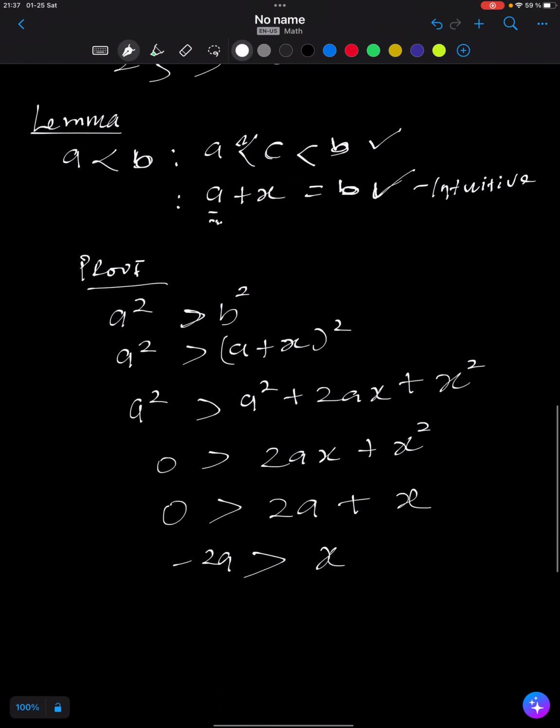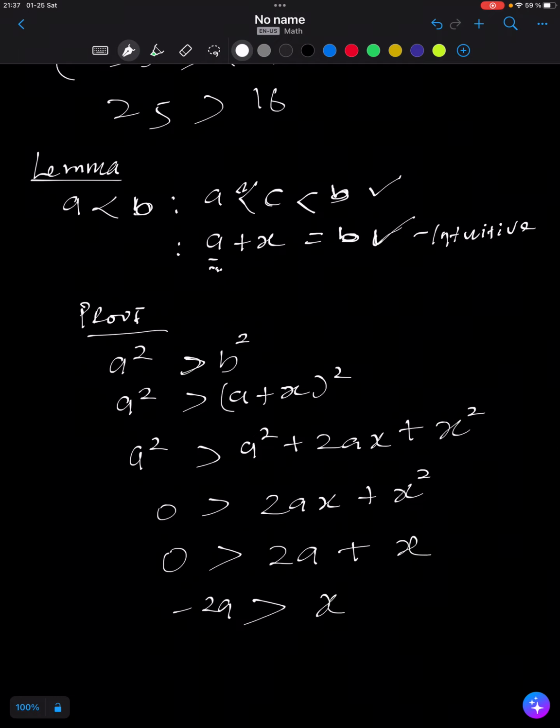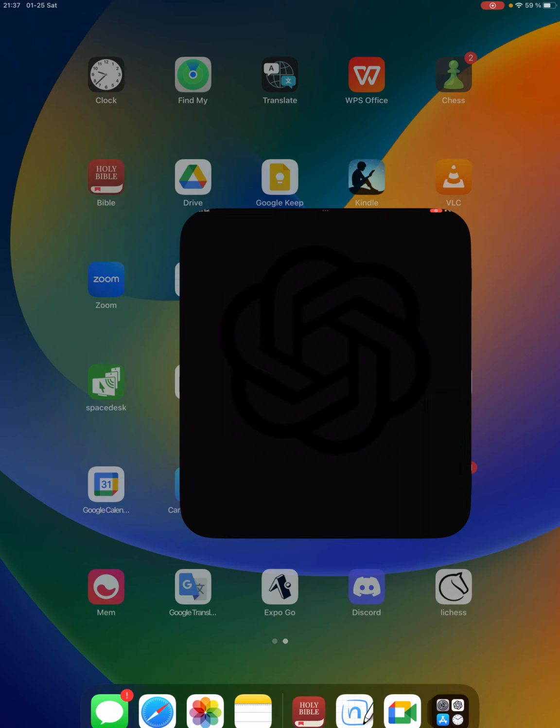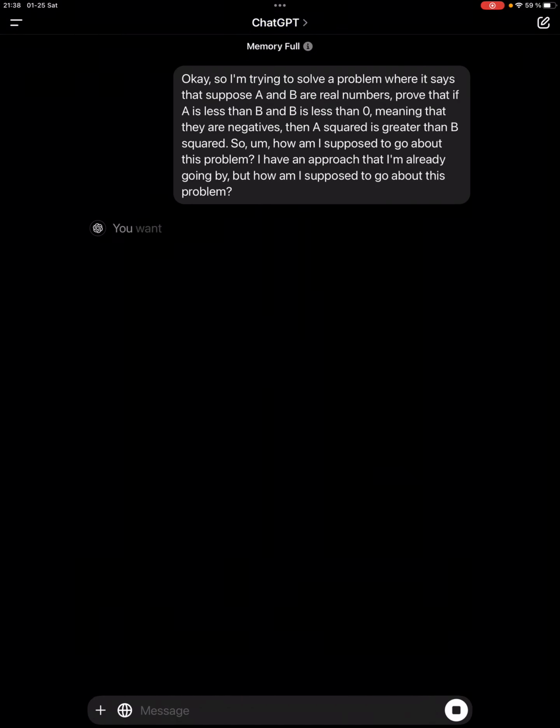Okay, maybe I can ask ChatGPT and it can guide me on what I need to do. So I'm trying to solve a problem where it says: suppose a and b are real numbers, prove that if a is less than b and b is less than 0, meaning that they are negatives, then a squared is greater than b squared. How am I supposed to go about this problem? I have an approach that I'm already going by, but I just didn't give it my own solution because I don't want it to be biased.